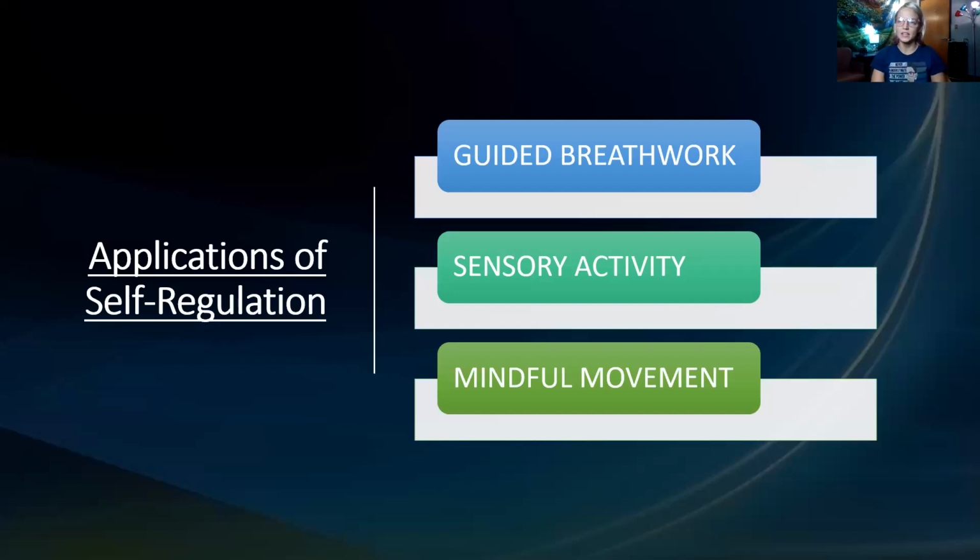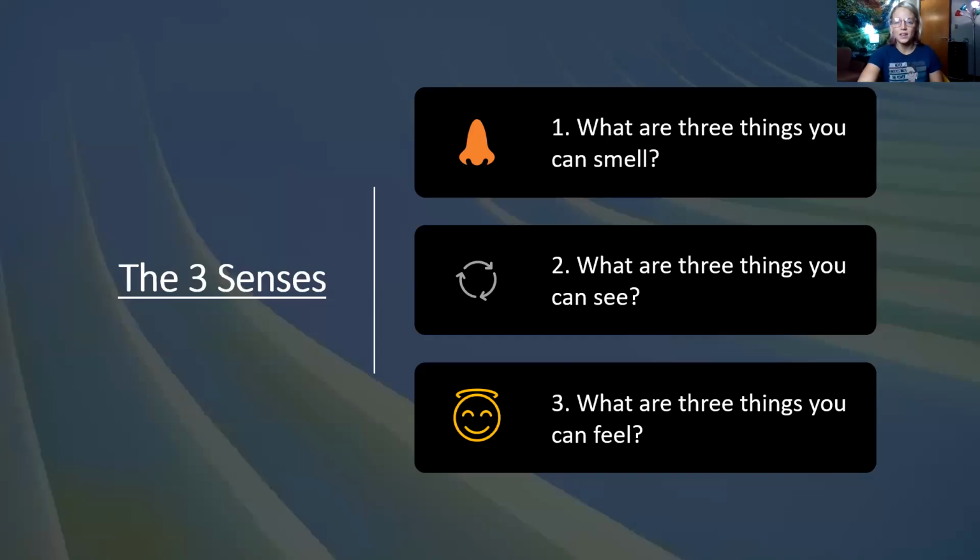Other practices that we'll look at within this presentation: we've already done guided breath work. We'll look at a sensory activity next. And then we'll do some very brief mindful movement. And then we'll close with a brief loving kindness practice. So we already did the guided breath work. Other self-regulation strategies could also be applied with your students as well.